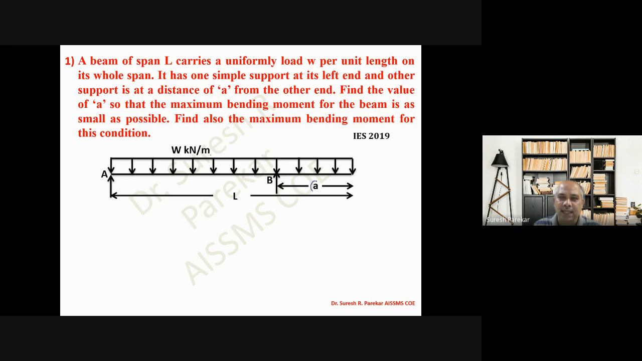We have to find A such that the maximum bending moment for the beam is as small as possible, and we will get this if the hogging bending moment is equal to the sagging bending moment. So first we will find the reaction. We will take moment about B. So we have RA into L minus A, minus W into L minus A into L minus A upon 2.